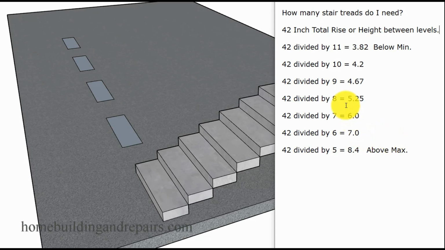So all of these numbers in between that are above the minimum and below the maximum will work. So we can have 6 risers, 7 risers, 8 risers, 9 risers, and 10 risers for a 42 inch total rise, or height between levels. So I hope that makes sense. The minimum isn't going to work because it's going to be too small. This one is going to be too tall. You can use any one of these that will work for your particular case.